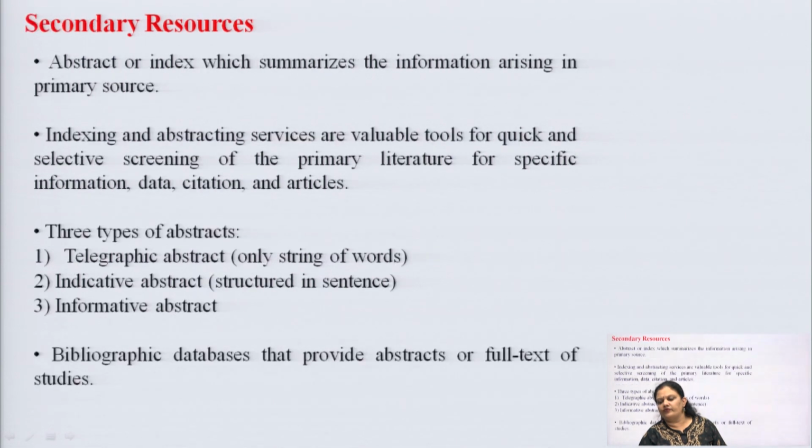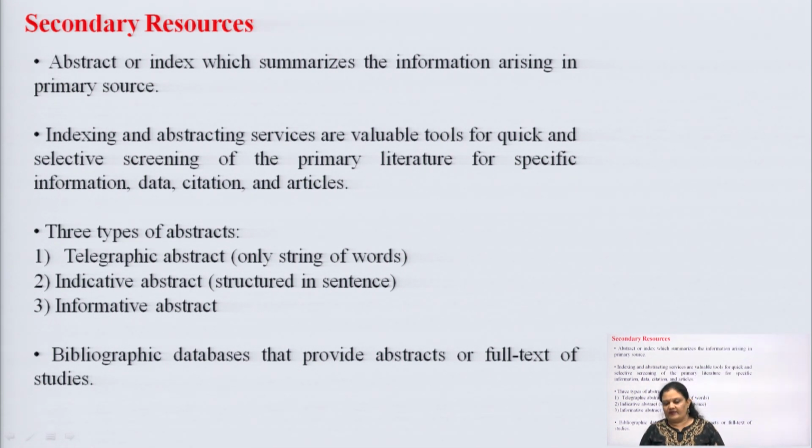Coming to the secondary resource. Secondary resources are the small abstracts or just the index, which summarize the information that arises from the primary sources of drug information. Here again we have to focus on the indexing and abstracting part of the journal for quick and selective screening of the primary literature for detailed drug information, data citation and to search for various articles.